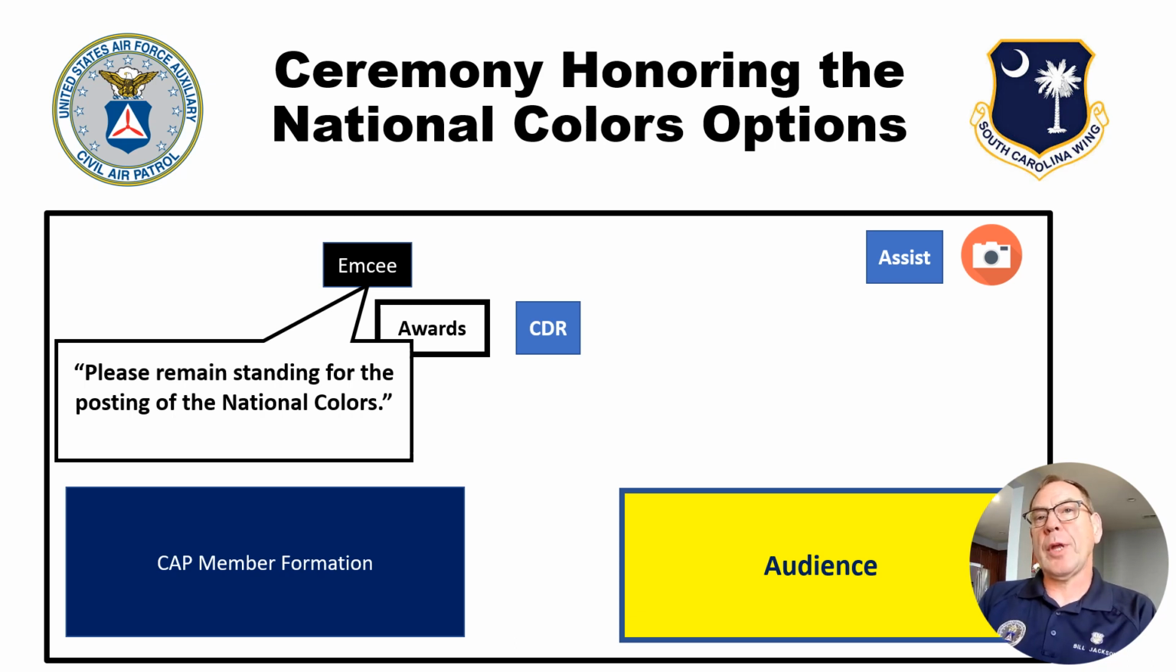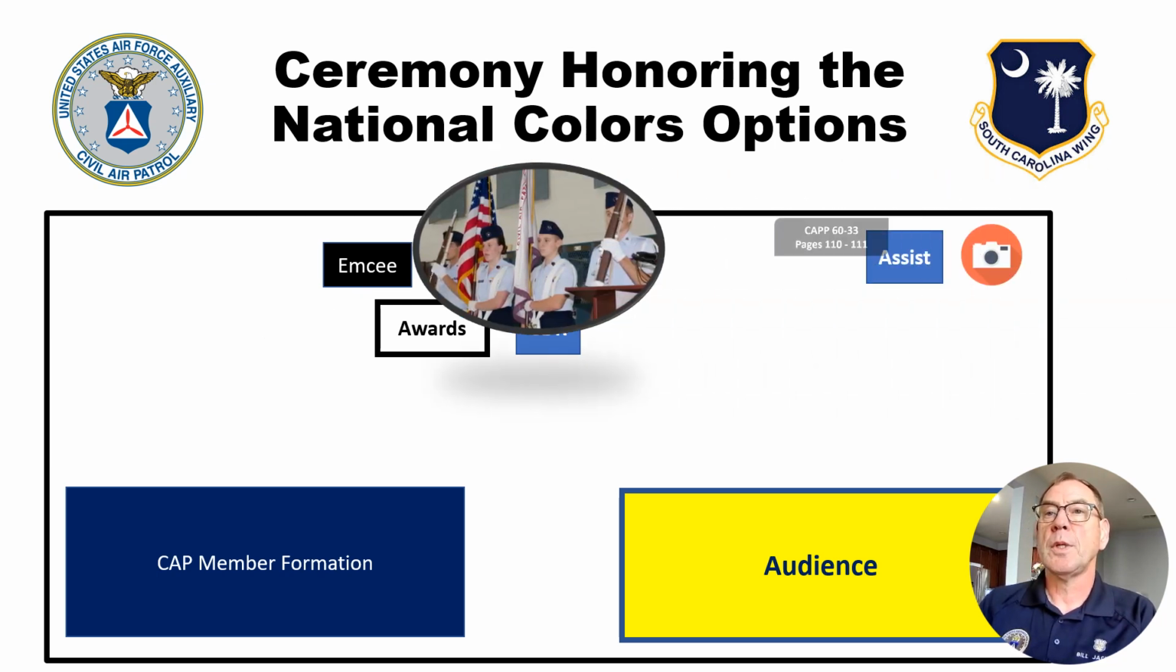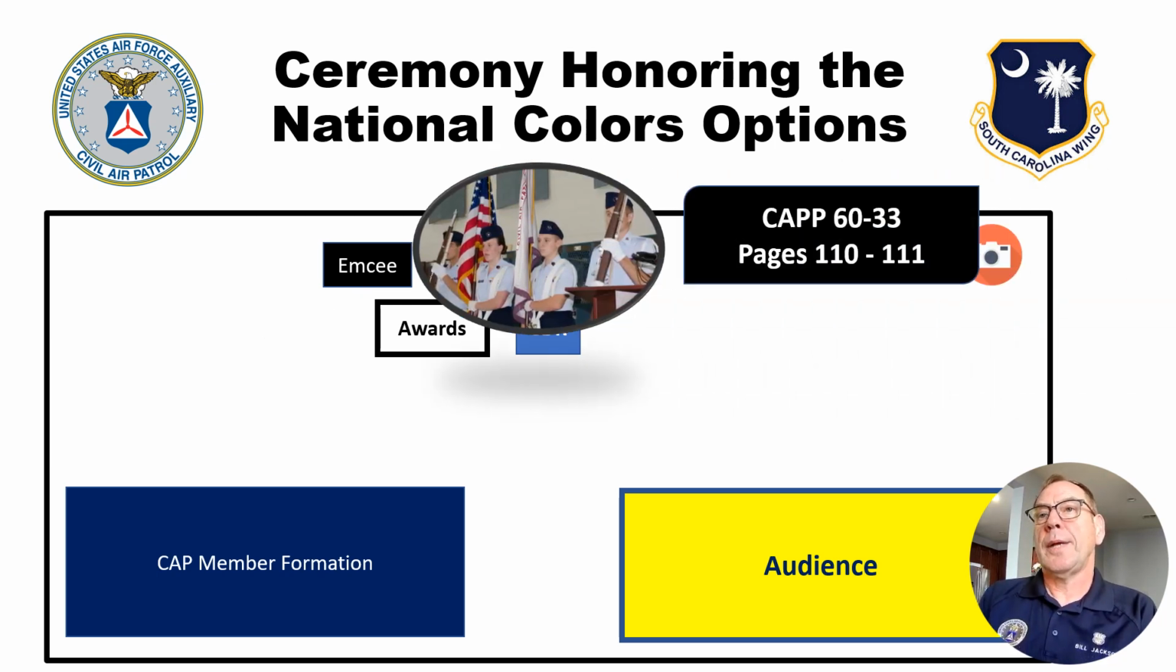The MC will then say, please remain standing for the posting of the national colors. No reason to have him sit down just to stand up again. At this time, the commander should do an about face so he's facing the direction which the colors will be posted. The colors come out. Now, I'm not going to get into the weeds on this one. It's very simple. CAP 60-33, which is the drill and ceremony manual, pages 110 to 111, right there. Very simple and straightforward.